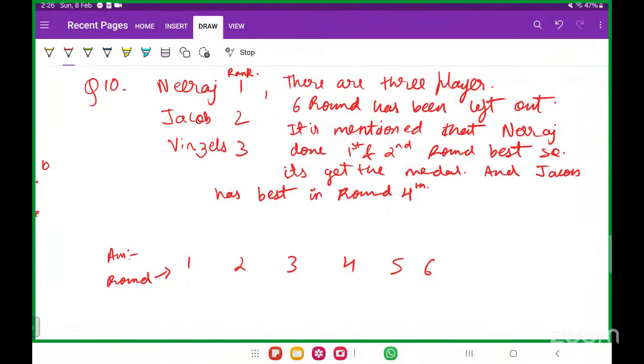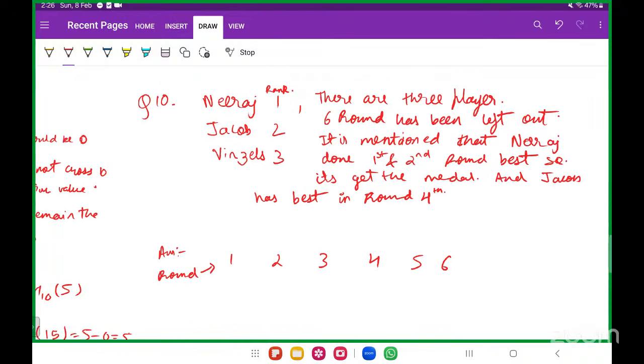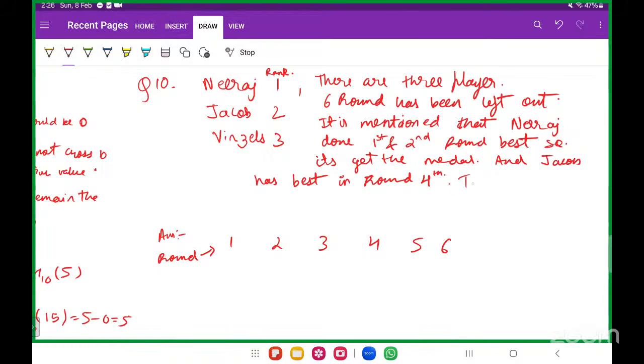So look at this problem, what is mentioned? Till the fourth round, Neeraj was first, Jacob was third and Vijay was second. And at the last round, Jacob became second and Vijay was third. So it means in the fifth round, the position has been changed.